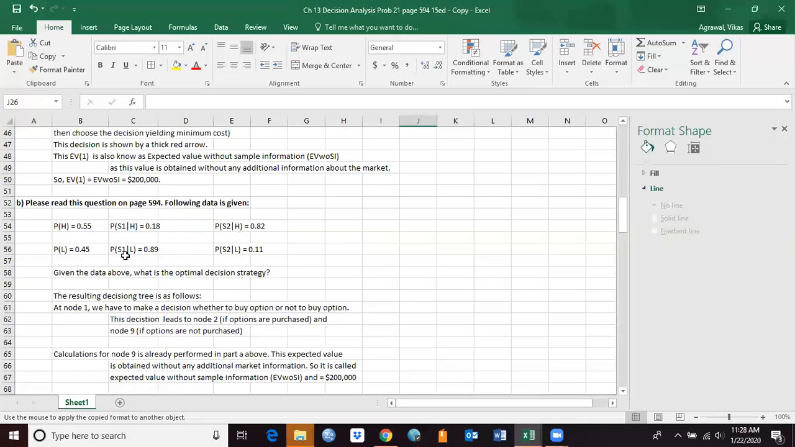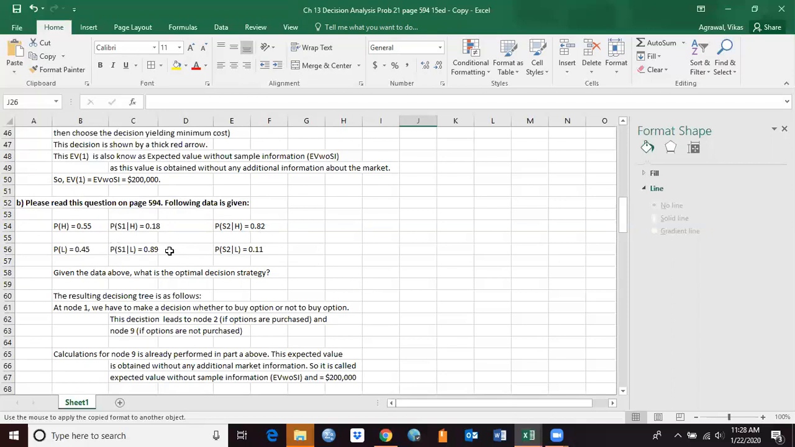And it makes sense, right? If the resistance is low, the probability of rezoning may be higher. That's why it's 89%, right? Likewise, when the resistance to rezoning is high, then the probability that the land will not be rezoned to commercial is going to be high also. So it's like 82% here. That's something you have to keep in mind. So given this additional information, what is the best optimal strategy? That's what we need to find out.